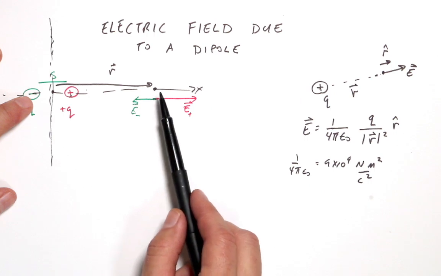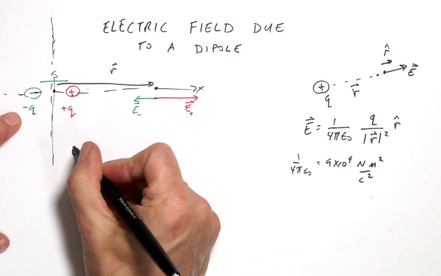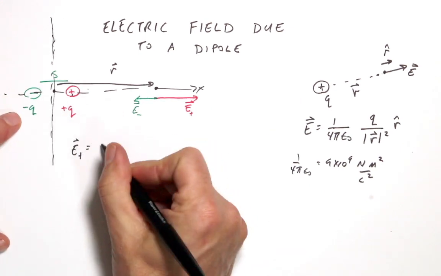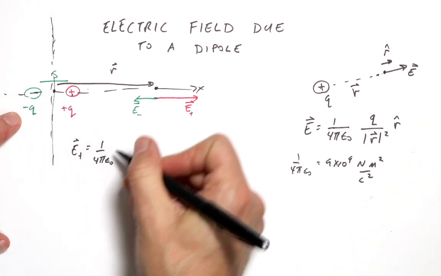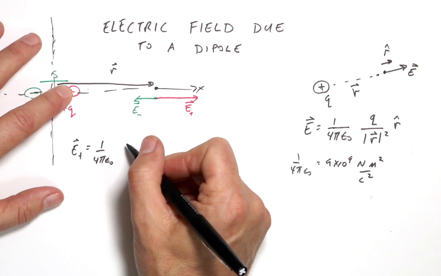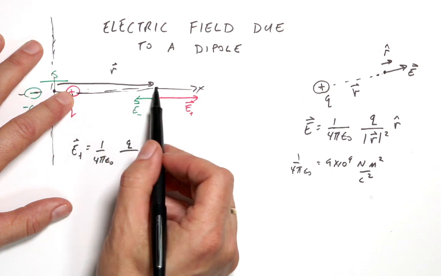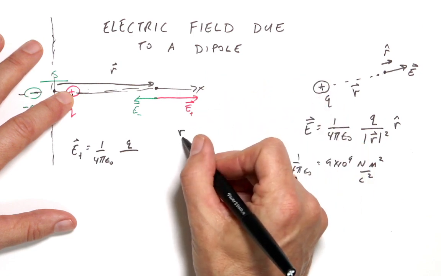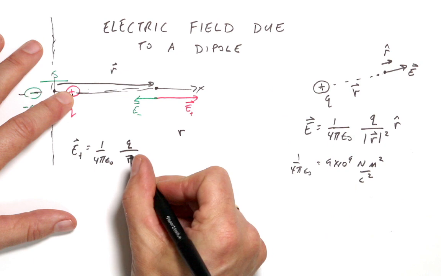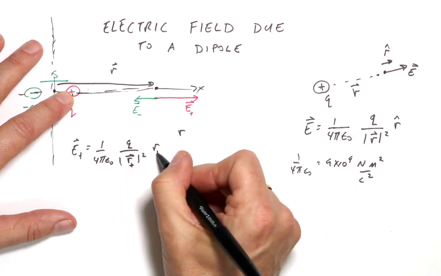Okay, let's get down to it. I want to write down this E plus. E plus is going to be equal to 1 over 4 pi epsilon naught Q, and I'm going to call this positive Q and that negative Q. So it's Q over this vector, r plus, squared, and then the r plus unit vector.